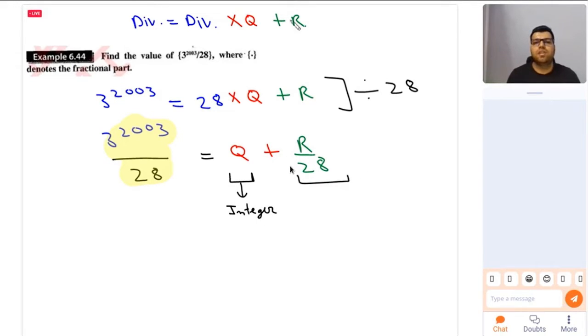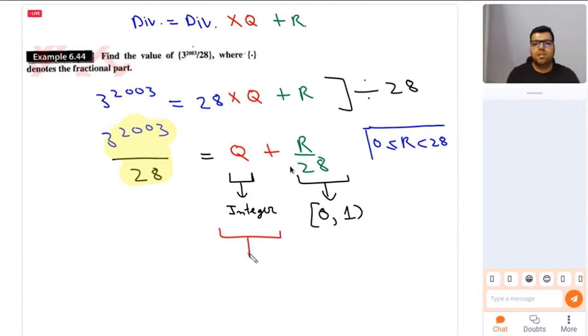Now since we know remainder with 28 is greater than or equal to 0 and less than 28, basically less than or equal to 27, R by 28 will be a quantity between 0 and 1. So if some quantity is between 0 and 1 and the other is an integer, can I say that simply Q is the integral part of this thing?